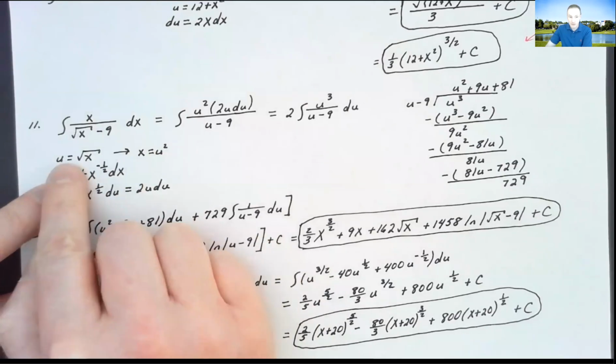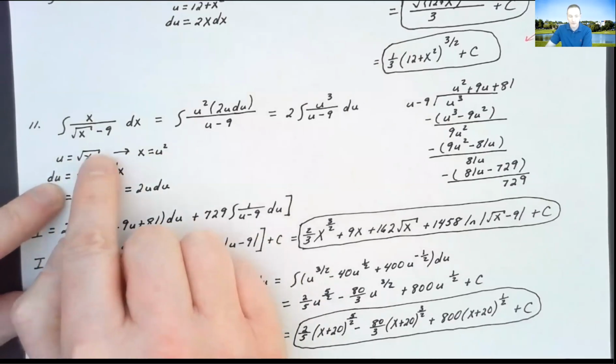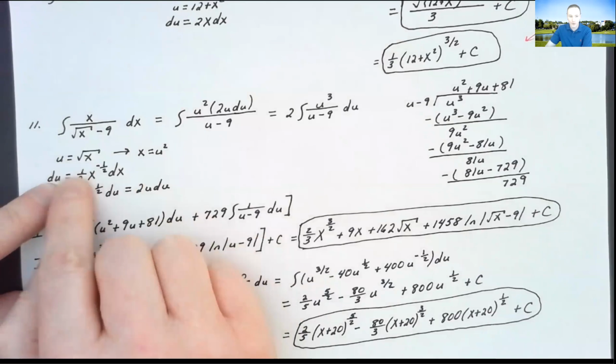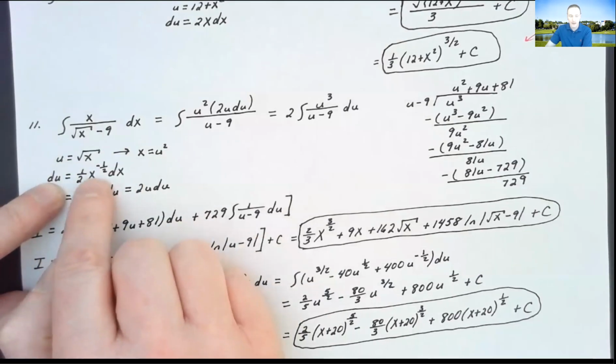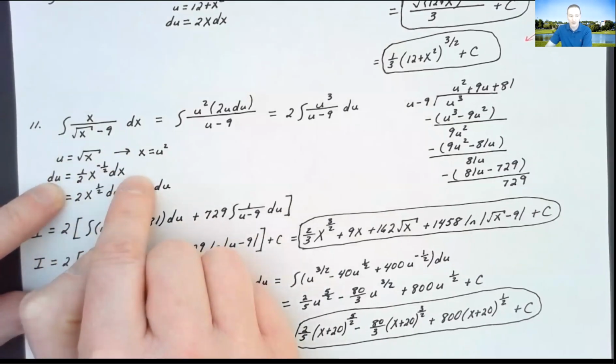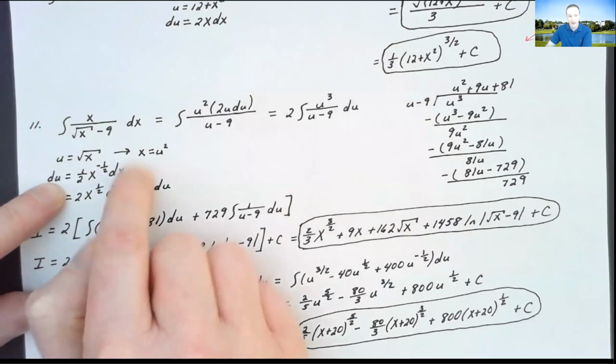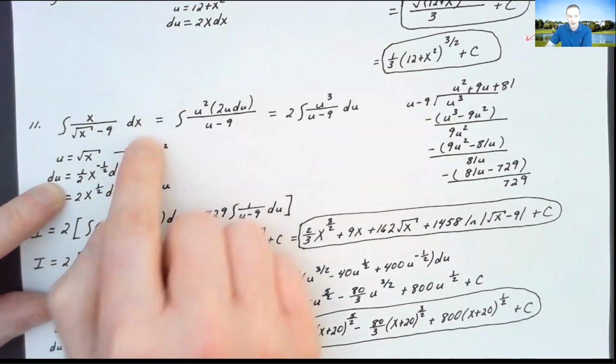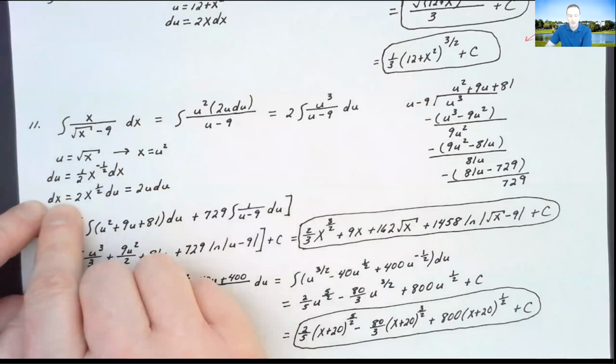Now, du here, if u is the root of x, then du, you'd say power rule, 1/2 comes down in front. Then you have x to the negative 1/2 power with respect to x. I want to substitute for dx in the problem, so I solved for dx.